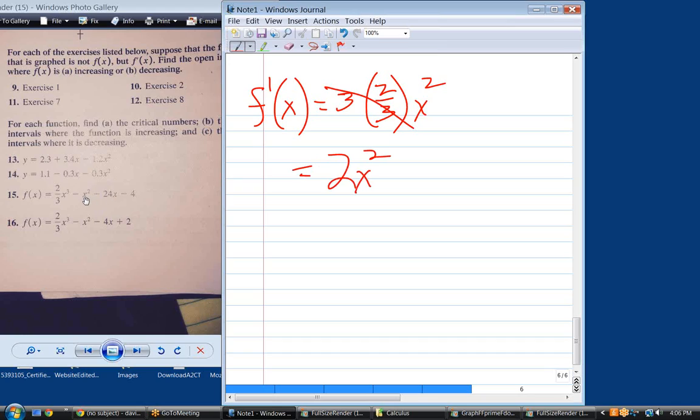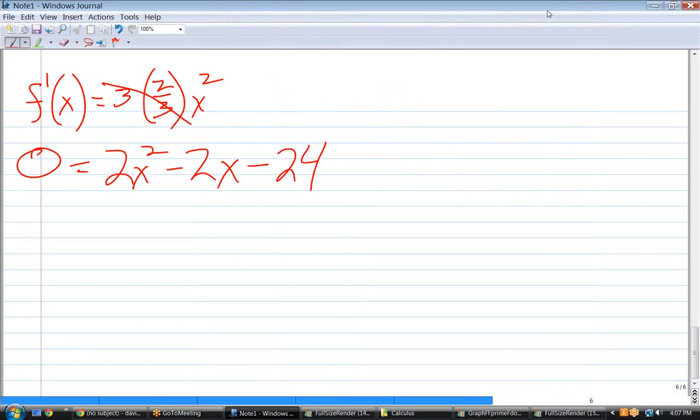Okay. What's the next term? 2x squared, and then the next term is going to be negative 2x. Minus 24. Yep. Okay. Now, we're going to set that equal to 0. And we need to solve this quadratic.